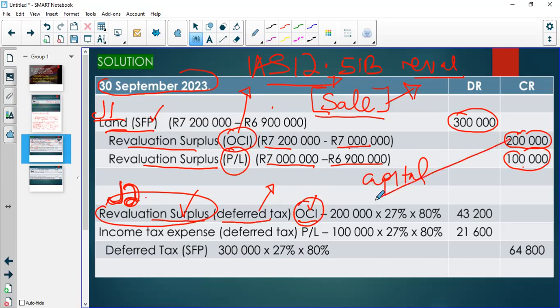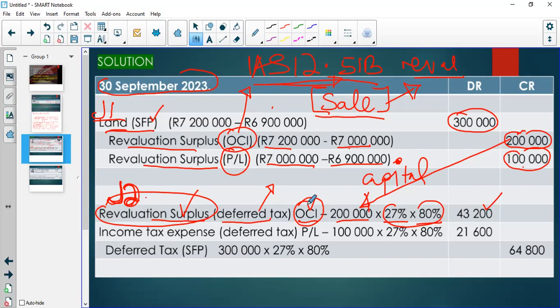So that is the 200,000, but because of this paragraph under income taxes, we assume the carrying amount is going to be recovered through sale, and that's going to attract capital gains, right? So we're going to have 200,000 times 27% times 80%, with these amounts given to us. That gives us 43,200.